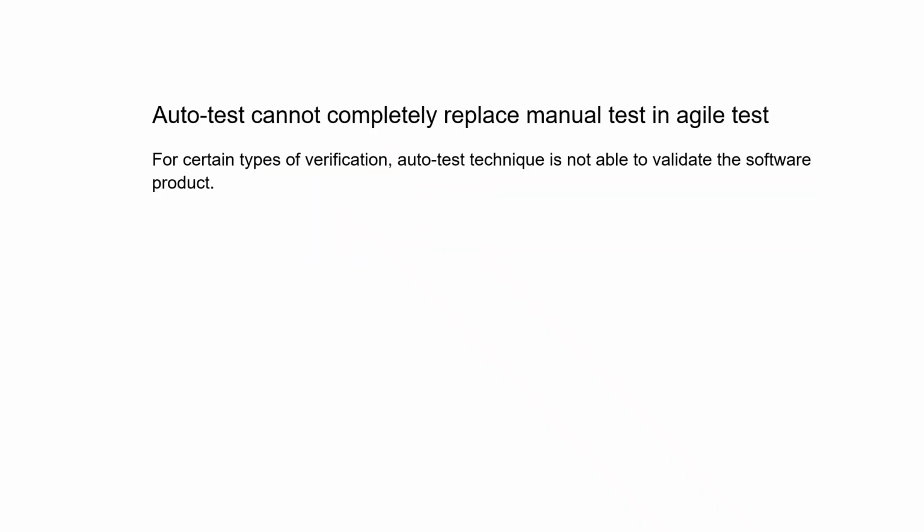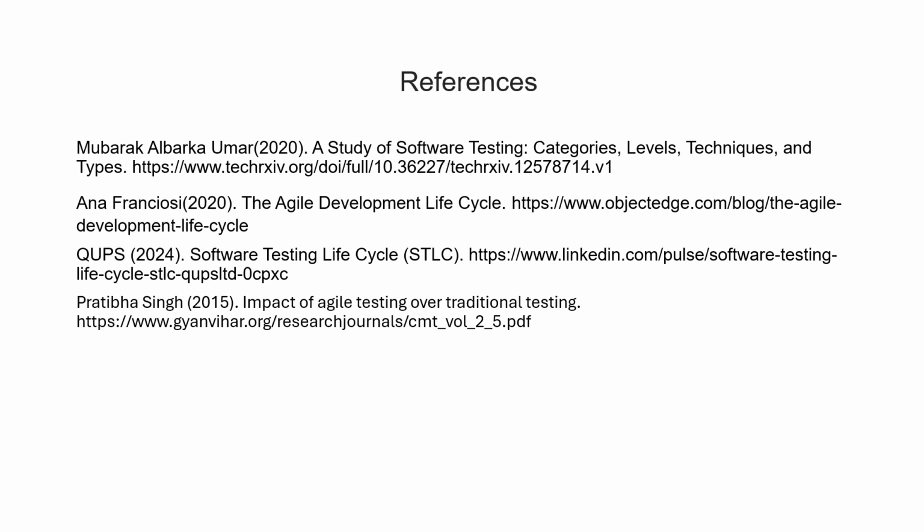Although automation test is widely used, it cannot completely replace manual testing. For certain types of verification, auto-test techniques are not able to validate, such as the layout and format of the user interface, or data processing results in electronic formats like charts, pictures, PDF, and so on.